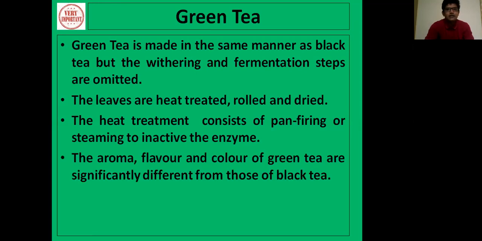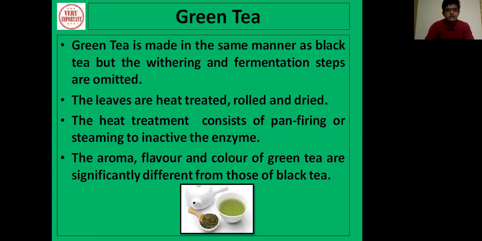The aroma, flavor and color of green tea are significantly different from those of black tea. So this is the process by which we can make green tea powder from the same Camellia sinensis tree, only by omitting some steps. The steps which are omitted are withering and fermentation, which are responsible for the change in color. That's why there is no change in color of the powder.